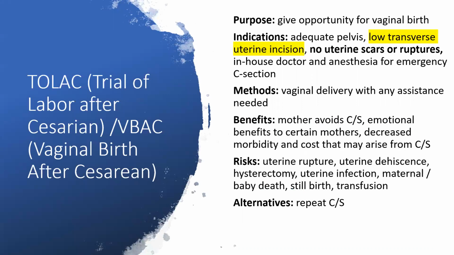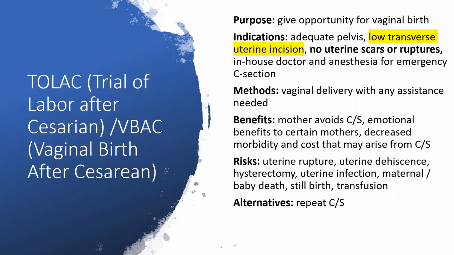I went ahead and added this in. It's probably not in your PowerPoint, but when we see these words, TOLAC and VBAC, TOLAC is a trial of labor after a cesarean. For a patient who didn't have a classic, it'd probably be the transverse. And we even have VBAC, which is the vaginal birth after cesarean. Those are kind of exchangeable. Usually it's a trial. Hopefully we can make it a vaginal birth. The purpose of this was just to give an opportunity for vaginal birth.